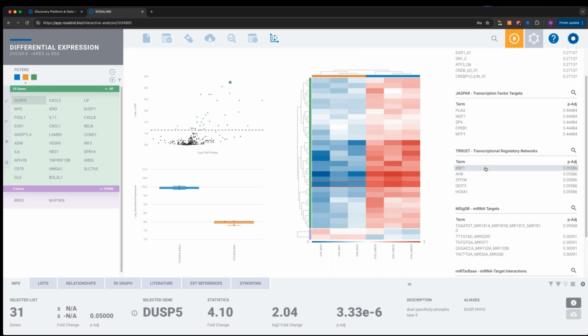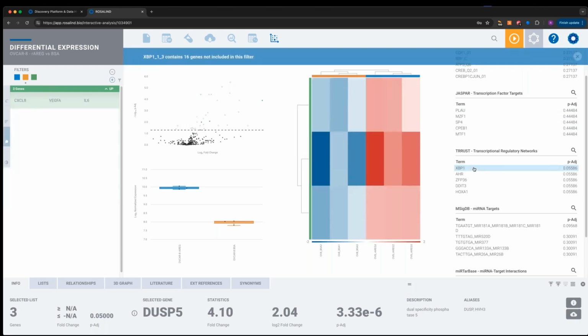So this is a nice piece of information you can't get from the standard GSA score approach, where you can look at the transcriptional regulators of your significant genes. The great thing about all of this is that it's completely interactive. Any one of these terms I can click on. So let me click on XBP1. And what Rosalind will show you is that these three genes are potentially regulated by the XBP1 transcription factor.